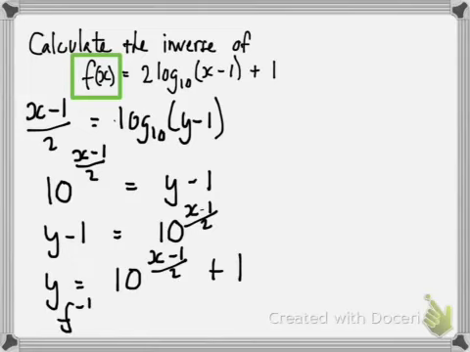The original expression is in the form of f of x, and our answer must be in this form. The inverse is f minus 1 of x equals 10 to the power of x minus 1 on 2 plus 1. Okay, so that's the form you need to put your answer in. Instead of y, f minus 1 of x, like that. That's the inverse, if you're using that notation there.